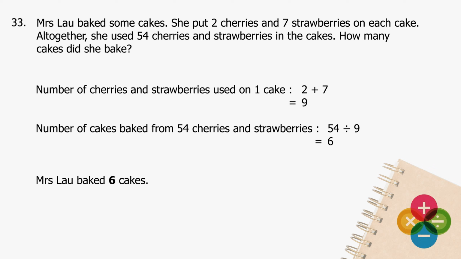The number of cherries and strawberries used on one cake will be: add 2 to 7, and the sum is 9. The number of cakes baked from 54 cherries and strawberries will be: divide 54 by 9, and the quotient is 6. Mrs. Lau baked 6 cakes.